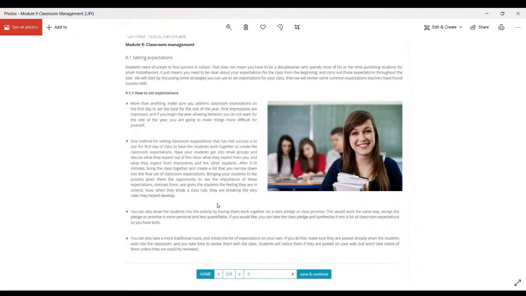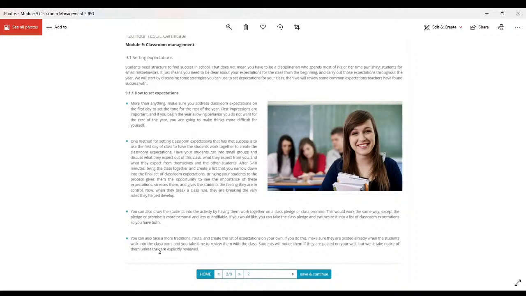Okay. Next, you can also draw the students into the activity by having them work together on a class pledge or class promise. This would work the same way, except the pledge or promise is more personal and less quantifiable. If you would like, you can take the class pledge and synthesize it into a list of classroom expectations so you have both. It will be more effective.